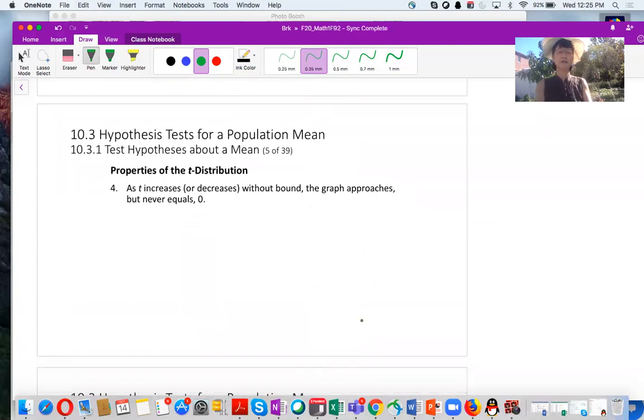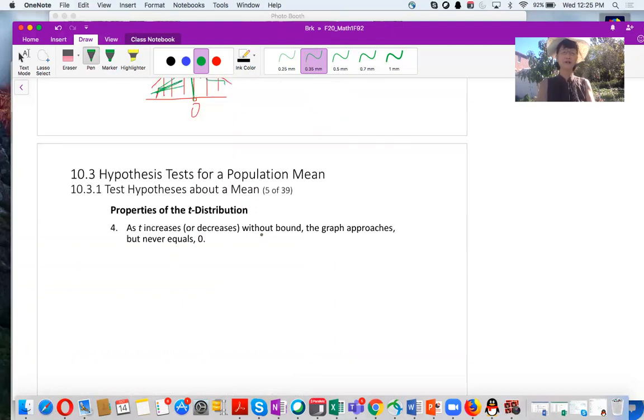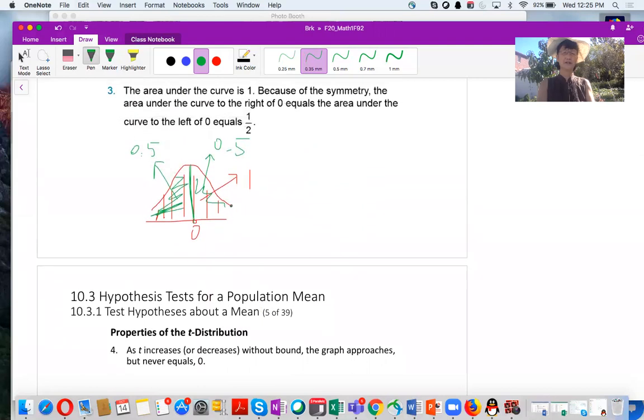The fourth property: as t increases, the graph approaches but never equals 0. So as t increases, the graph approaches it, but the graph will never touch 0.